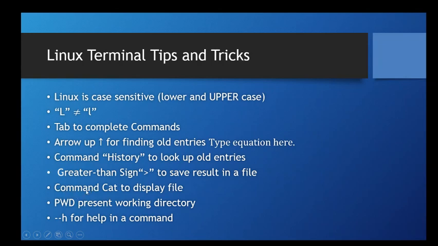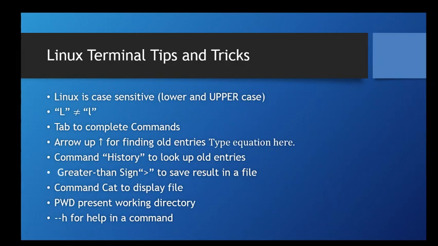You can do a cat command to display a file, and pwd displays the present working directory. And for any command you don't know about, to get information about that command, you can type the command, for example cat, then space, dash dash h or help. You can write just h or the whole word help, and it will display all the available options for this command. So let's get started.